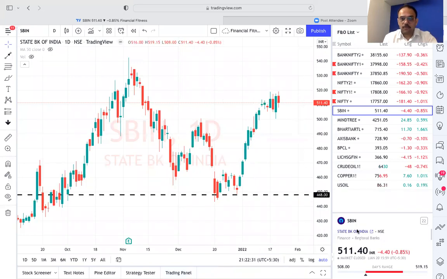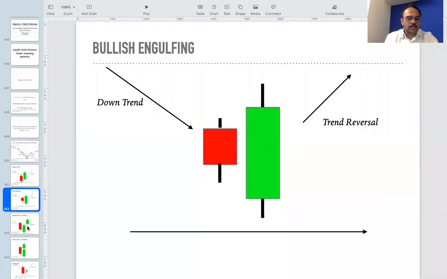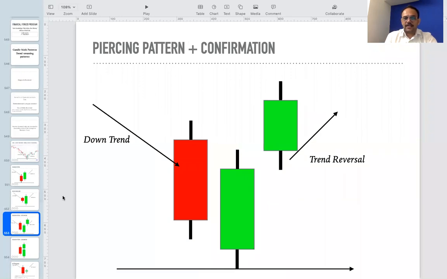Now the third pattern we have is a combination, right? A piercing pattern. It started from here, it reached till here. It's a combination of three candles. So you have a downtrend, a red candle. Next day it starts and pierces 50% of the red candle. Next day it closes above the wick of this candle. Then you buy above this. Again, this has to form at the support level only.